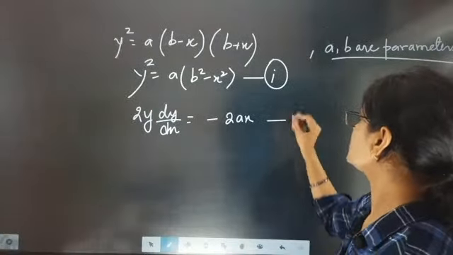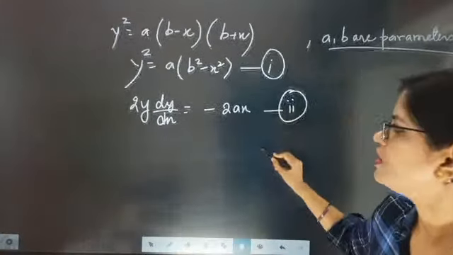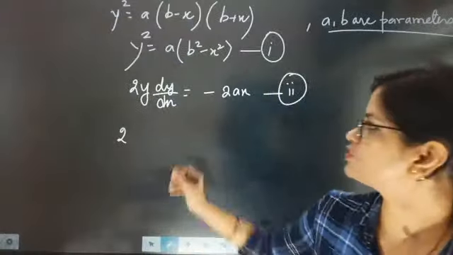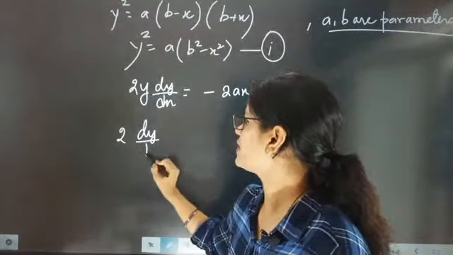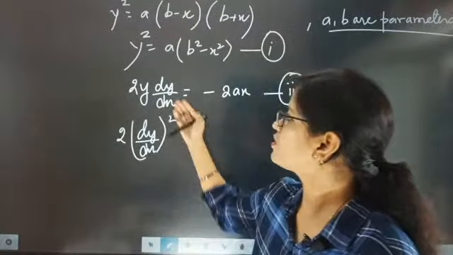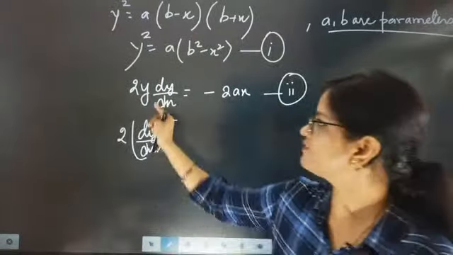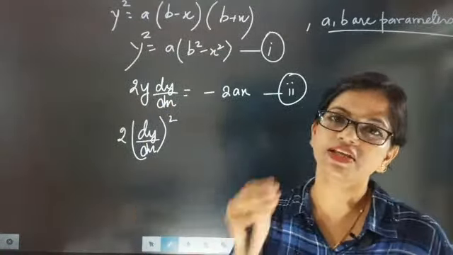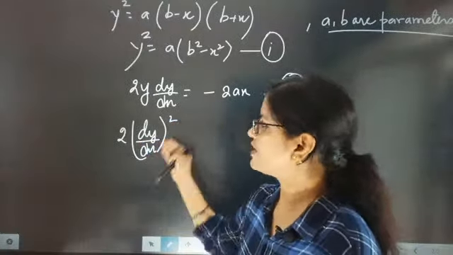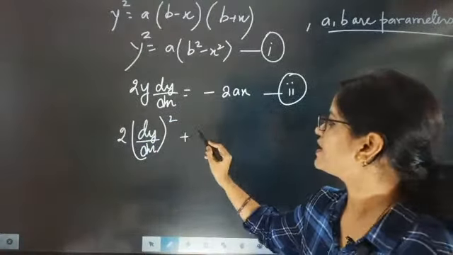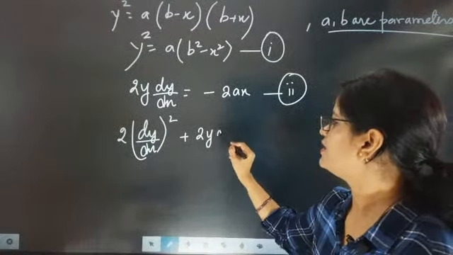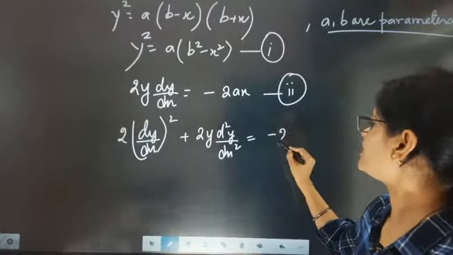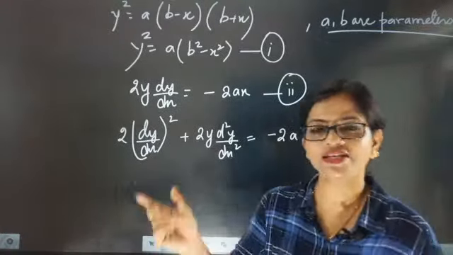So take this as equation 2. Now differentiate one more time. When you differentiate y, it gives dy by dx, so it becomes (dy by dx) whole square, because dy by dx is already there. So it is 2 times (dy by dx) whole square plus 2y d2y by dx square, and here it is coming as minus 2a. Jackpot, x is removed.